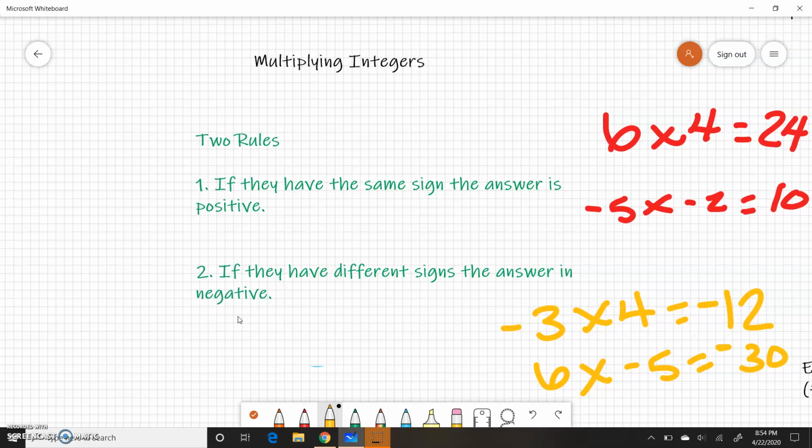So in the red, both of my numbers were either positive or negative. They're the same in each question, so your answer is positive. In the bottom, in the yellow, one is positive, one is negative, so your answer is negative.